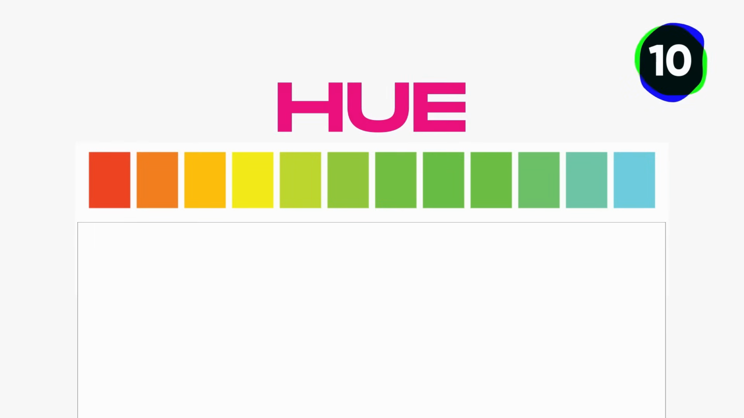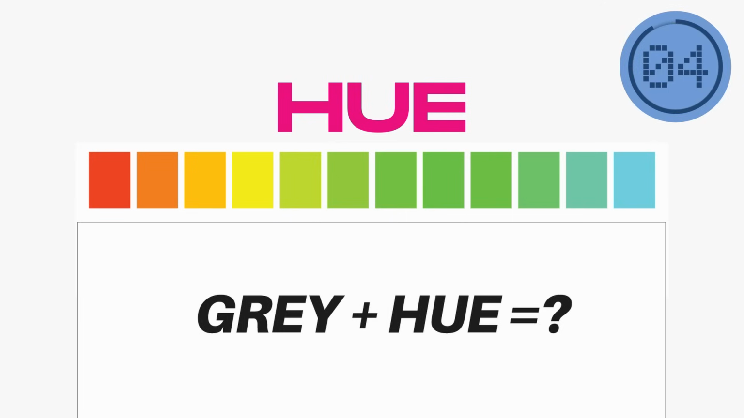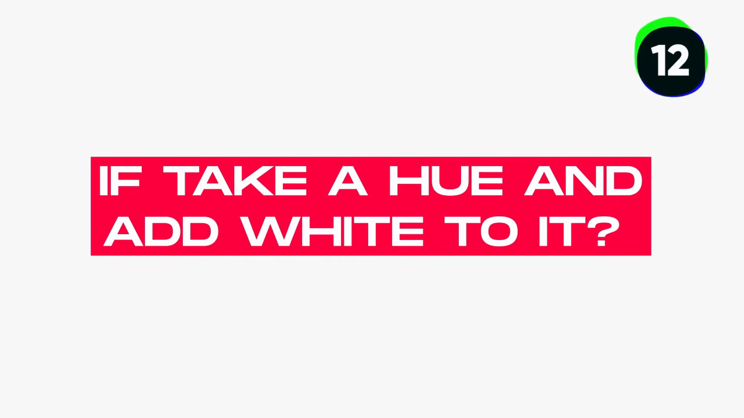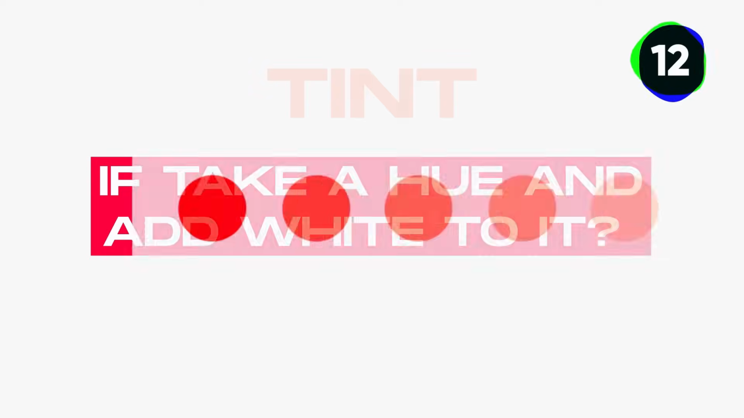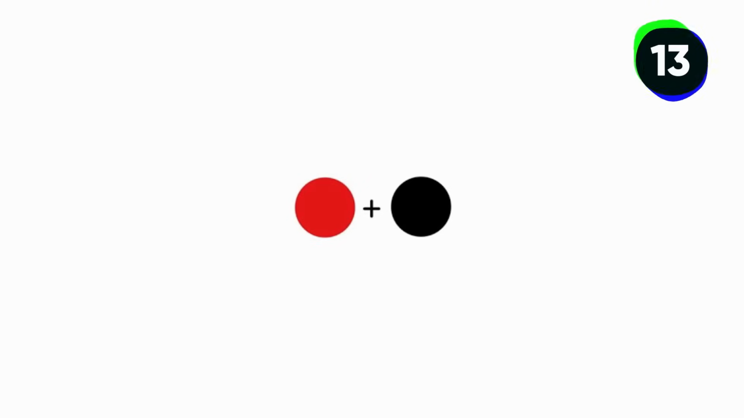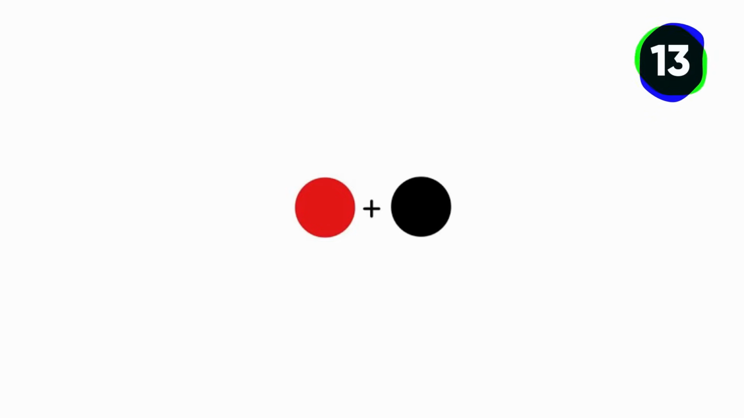If we then go ahead and add only grey to a hue, what are we then making? We end up with a tone. But if we want to take a hue and add only white to it, do you know the name of that resulting colour? That is a tint. And finally guys, if we add only black to a hue, what is the final result there? In that instance, we finish with a shade.